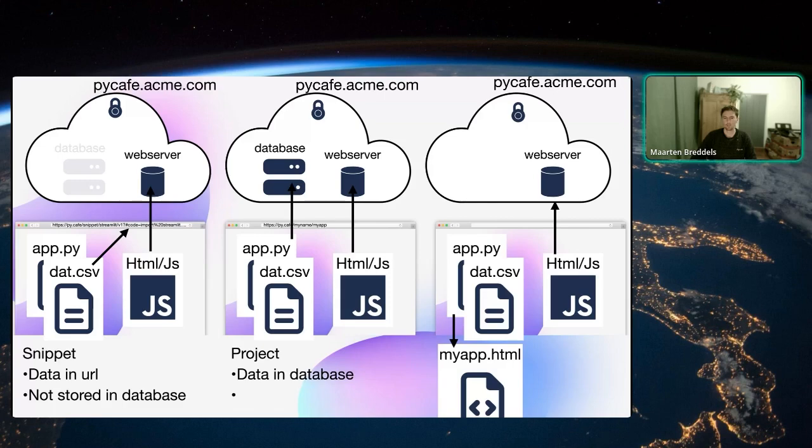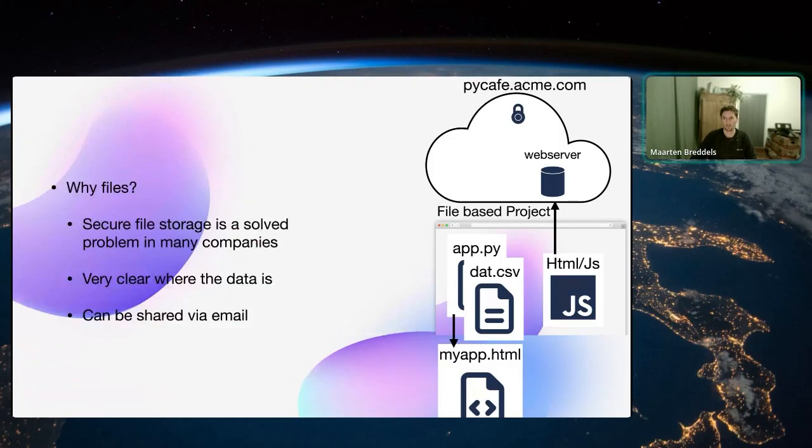So what we've done instead for this solution is similar to snippets. Only the JavaScript and HTML gets fetched from the web server, but all the data can be exported to a self-contained HTML file. And this HTML file contains the full app. You may be thinking, at least that's what I was thinking, why files? Why would you do this? Why not store it in a database? But I learned that secure file storage is really a solved problem in many companies. So storing stuff in files and managing those files is a solved problem. It's very clear where the data is, instead of a database, where who maintains this, who can read this, etc.